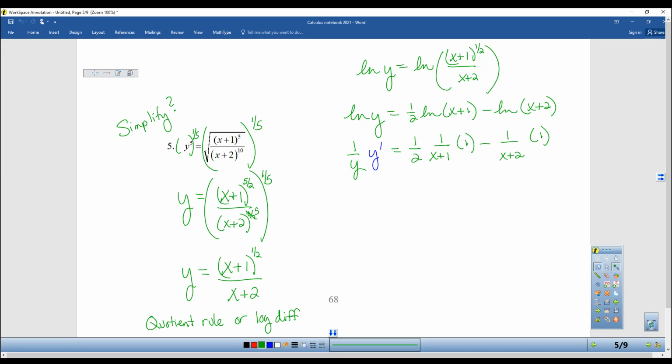I realize a lot of you are not writing the 1. That's fine. And if I multiply both sides by y, that leaves me with y prime is equal to y times 1 over 2(x plus 1) minus 1 over x plus 2.